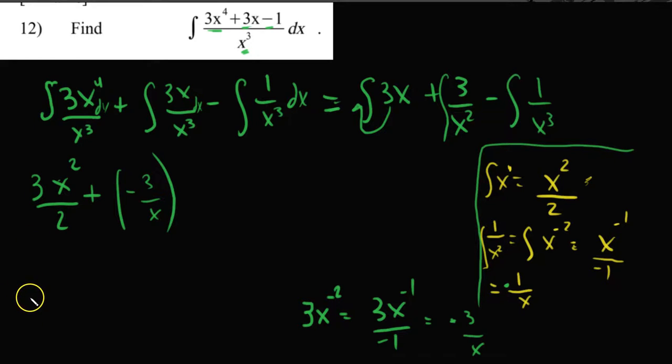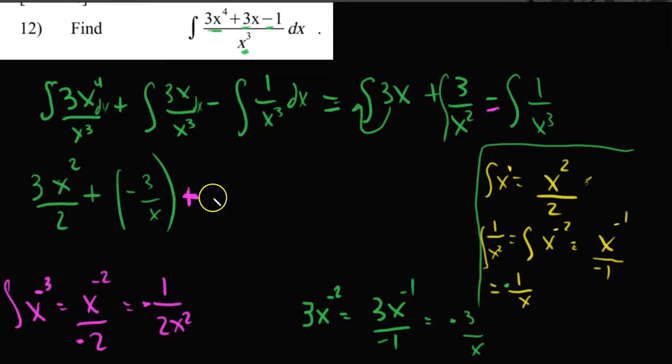So 1 over x cubed, you'd have x to the negative 3 if you brought it to the top. Add a 1 to it, x to the negative 2, and divide by the exponent. So you have 1 over 2x squared. Right? So it's a negative, so you plus, because we have a negative term over here, so plus 1 over 2x squared.